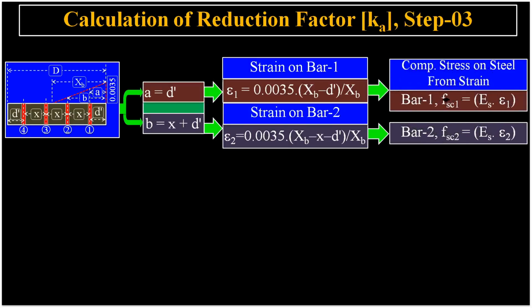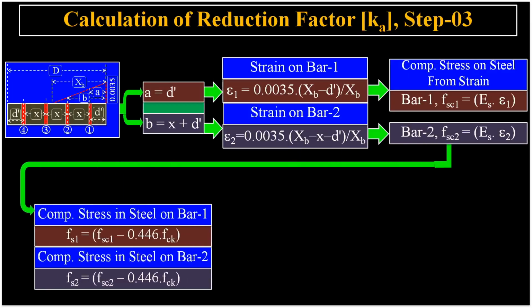Compressive stress on steel from strain. Say, compressive stress on bar 1 is FSC1, and compressive stress on bar 2 is FSC2. Therefore, FSC1 equals ES multiplied by epsilon 1, and FSC2 equals ES multiplied by epsilon 2. Unit is Newton per square millimeter.